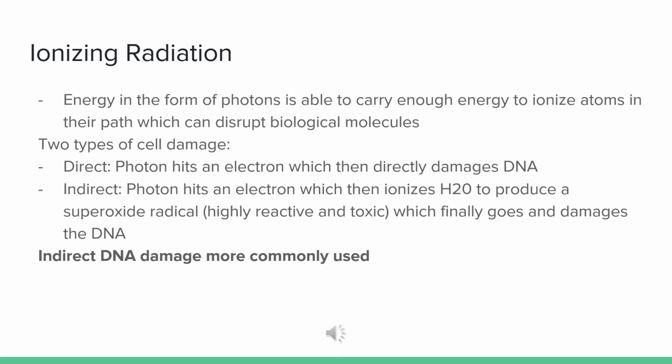There are two mechanisms by which radiation can cause damage. It can cause direct or indirect DNA damage. Direct DNA damage is less frequent, and it's basically when a photon hits an electron, which then directly damages DNA. Indirect DNA damage is much more frequent, and it occurs when a photon hits an electron, which then ionizes water and creates a superoxide radical, which is highly reactive and toxic. The radical will then go and damage the DNA strand.